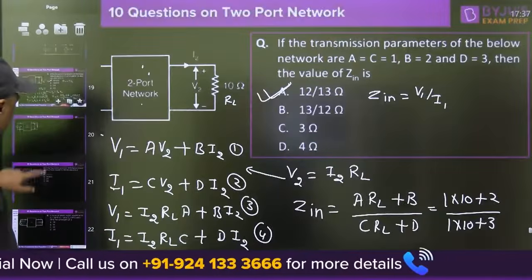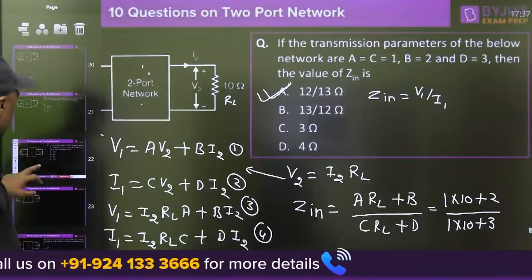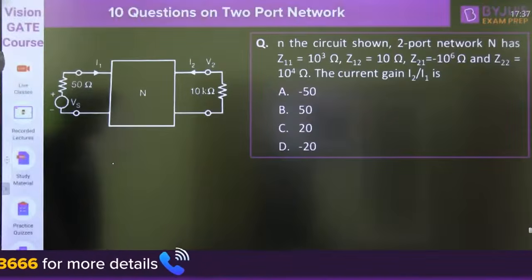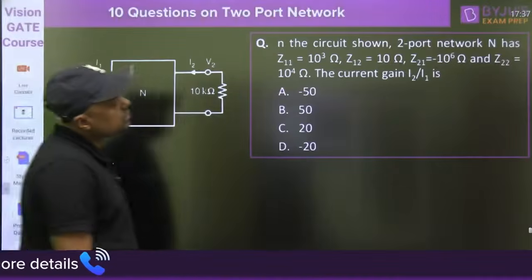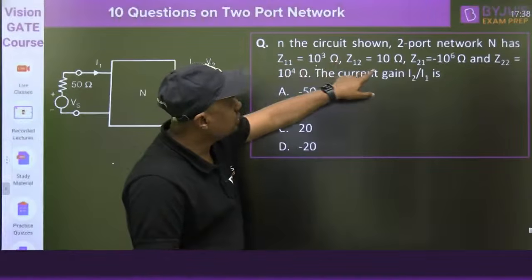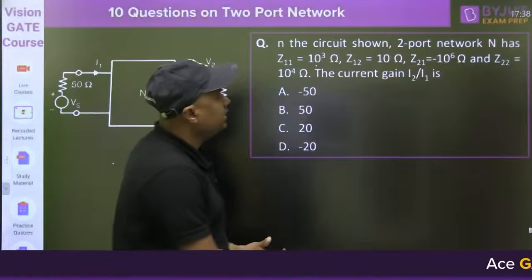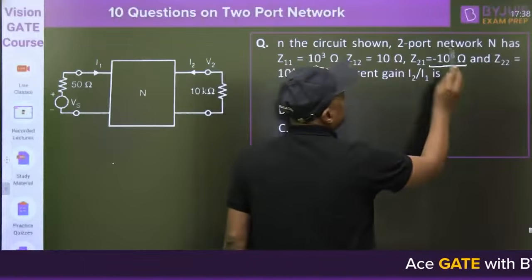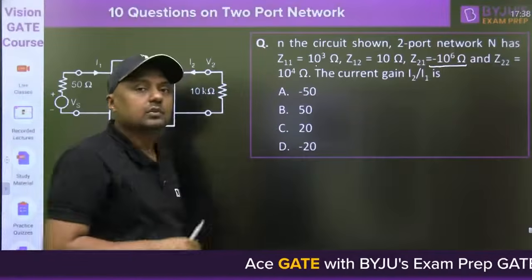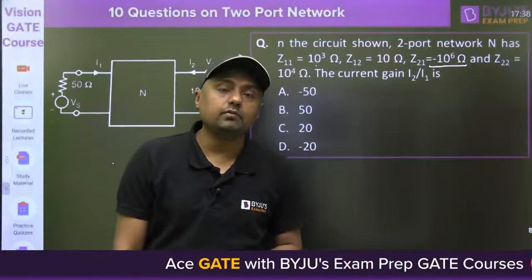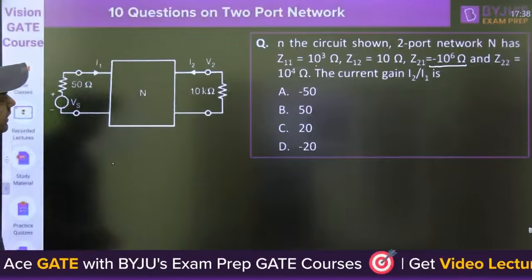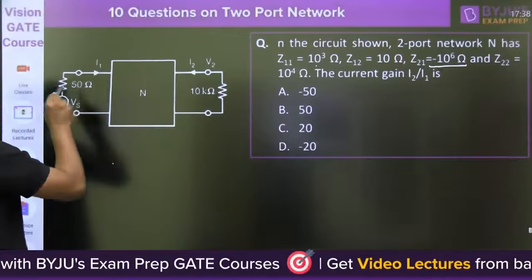The next question is again on a black box. In the circuit, the two-port network N has Z11, Z12, Z21, Z22. That is the negative value here. The current gain I2 by I1 is asked. The options are minus 50, 50, 20 and minus 20. What is the current gain?